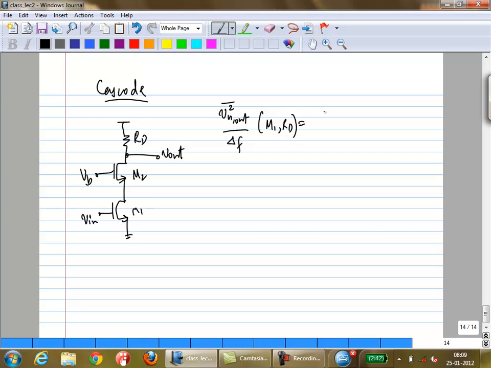What is this? We already know this, right? This is the noise current due to RD. This is a noise current due to M1 multiplied by RD squared. That is the output voltage noise. Right now we'll ignore again 1 over F noise. The voltage gain of this is also minus GM1 RD.